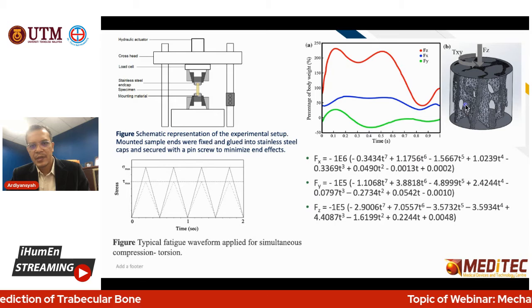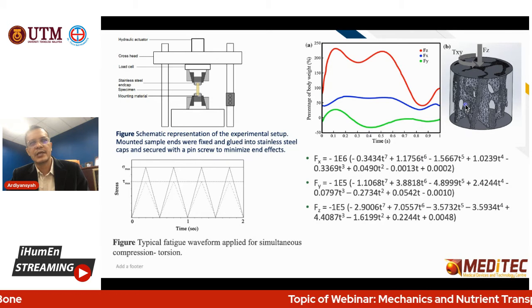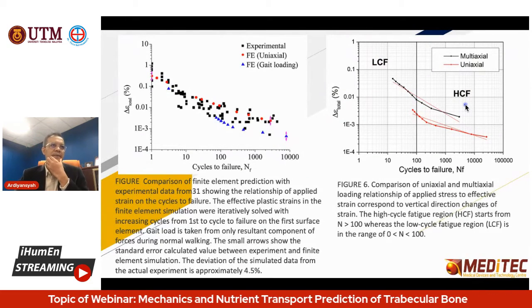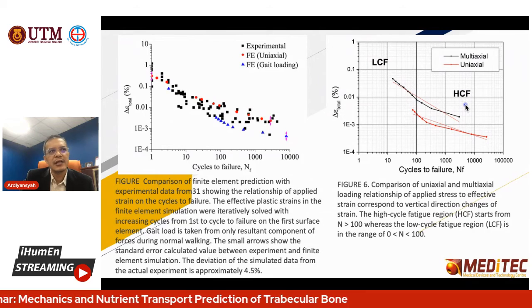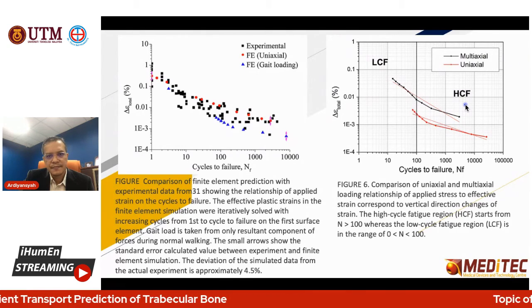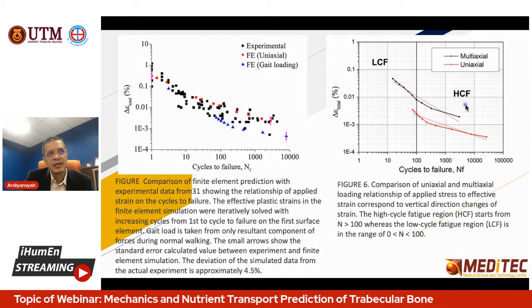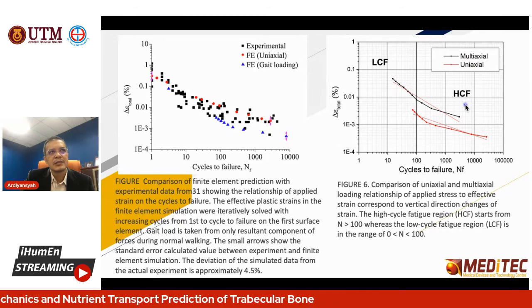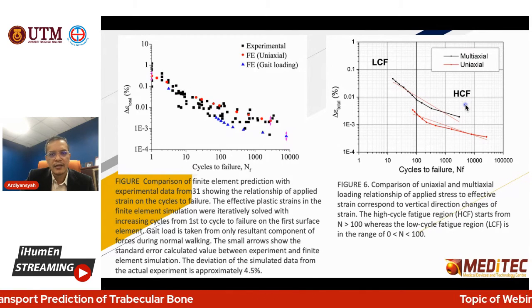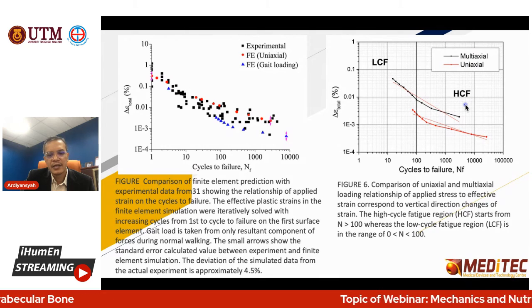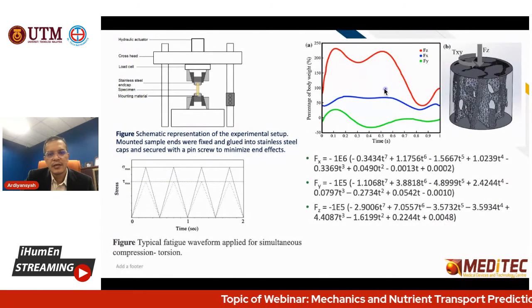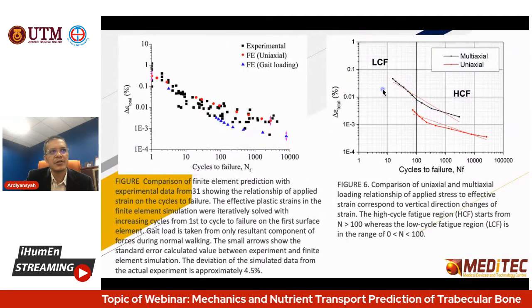Okay, this is the model that we constructed from the cancellous bone. Then after that, we check the fatigue life of the cancellous bone. Here we do both experiment and simulation. We also compared uniaxial and multi-axial, and also compared with the gait loading. Like I mentioned before, there are gait loading properties, which you can then submit in terms of the simulation.